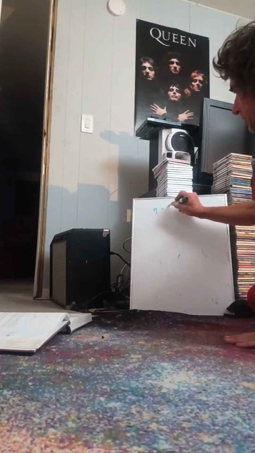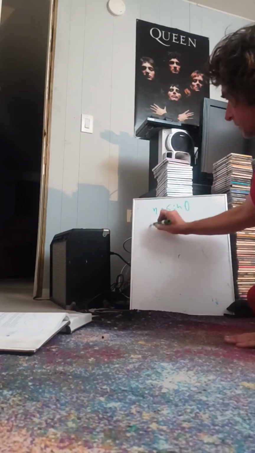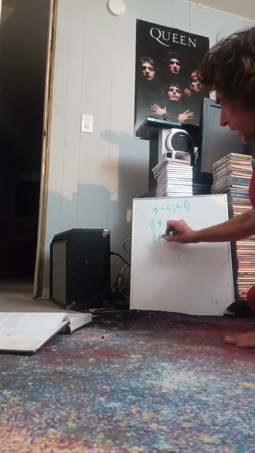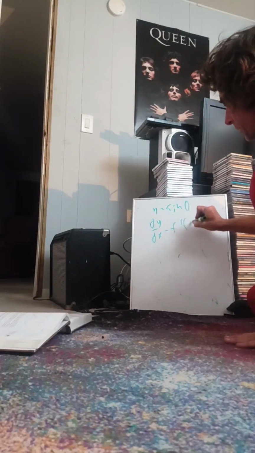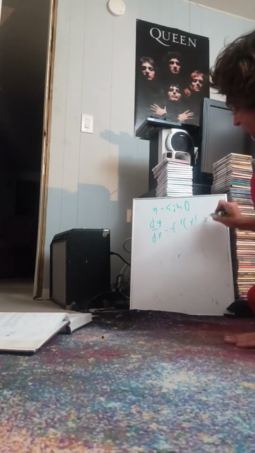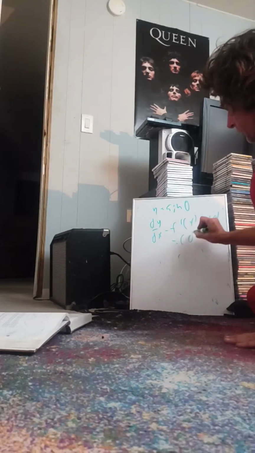So if y equals sine theta, dy/dx equals f prime of x equals y prime equals cosine theta.